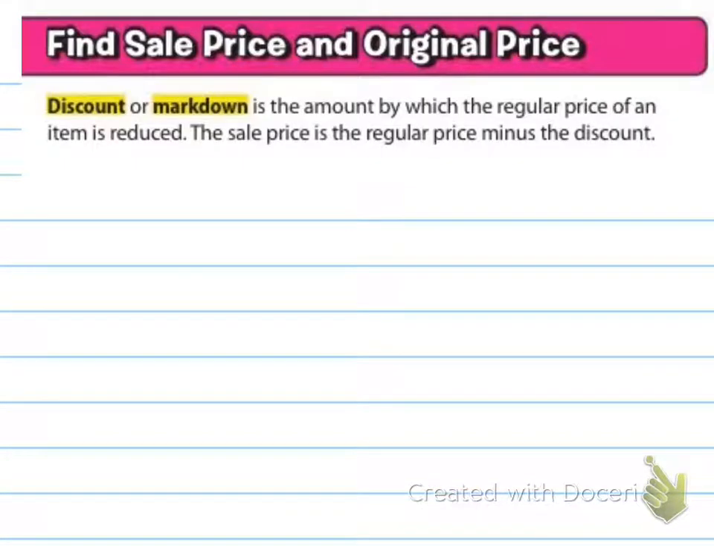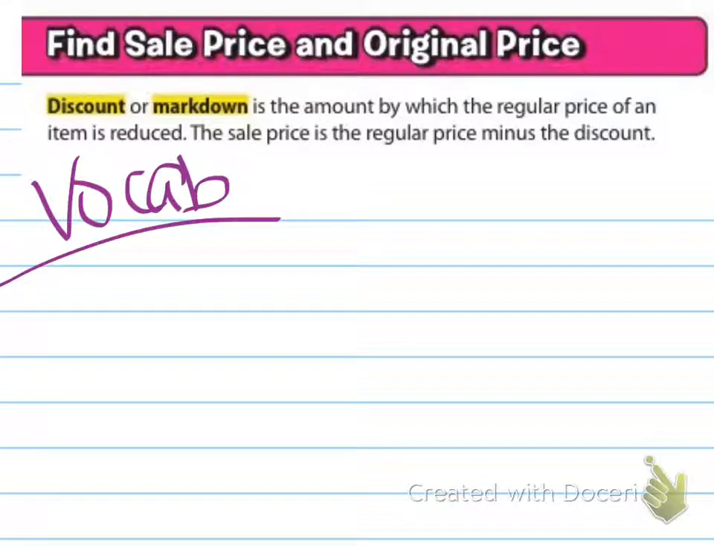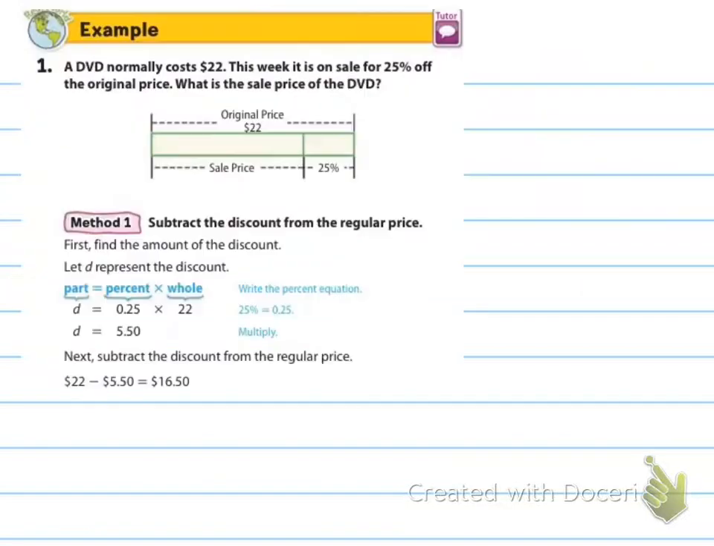All right, well now they're going to give us the definition, so I want you to write this down under vocab. You're going to do discount or markdown is the amount by which the regular price of an item is reduced. The sale price is the regular price minus the discount. So look at the reduced or discounted. So a markdown or a discount is when you're paying less than the regular price. Okay, the sale price is the regular price minus the discount.